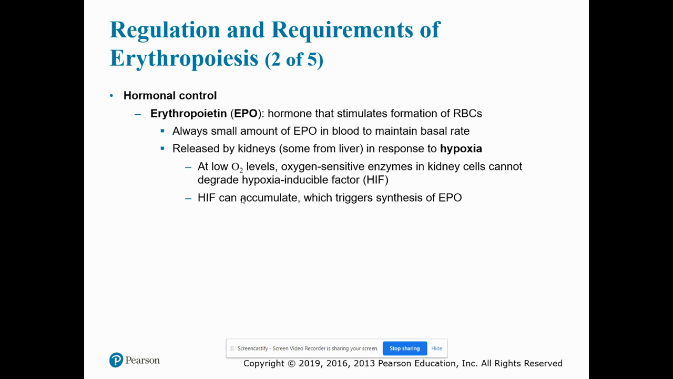There's always a small amount of EPO in the blood to maintain a basal rate. The kidneys are the organ, and to a small degree the liver, that release EPO, and it's released in response to hypoxia. Under circumstances where there are low oxygen levels, oxygen-sensitive enzymes in the kidney cells cannot degrade something called hypoxia-inducible factor. Hypoxia-inducible factor will accumulate, and that accumulation will trigger the synthesis of EPO.